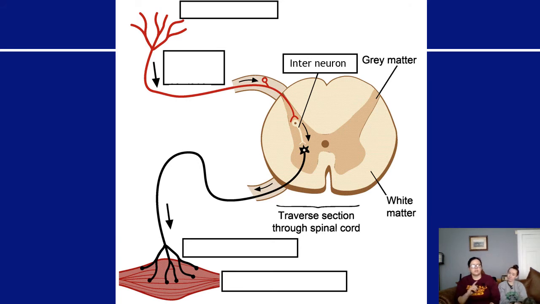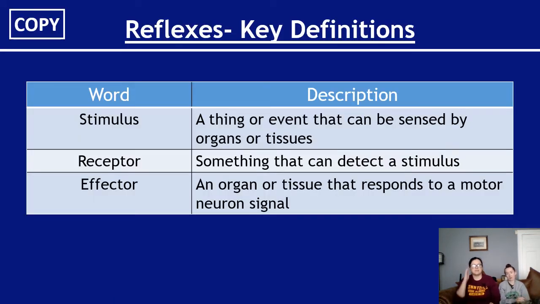And instead what we see is just this little short loop, sensory to inter to motor, a very, very quick, fast response. Okay, so some key definitions about reflexes. You need to know the word stimulus. That is the thing that actually can be sensed by an organ or tissue. A receptor is something that can detect a stimulus. And the effector is the organ or tissue that responds to the motor neuron signal.